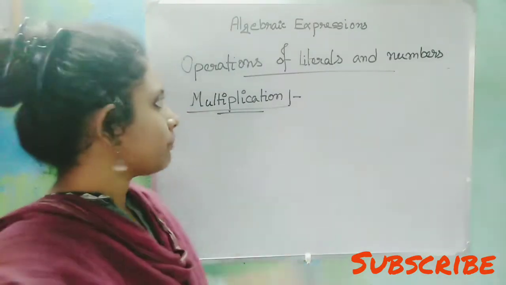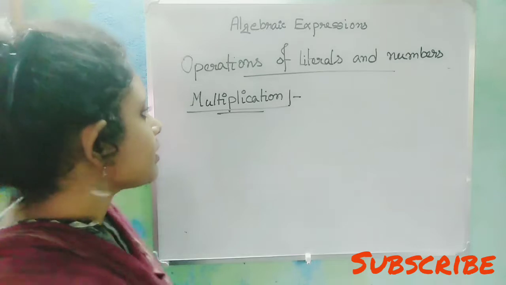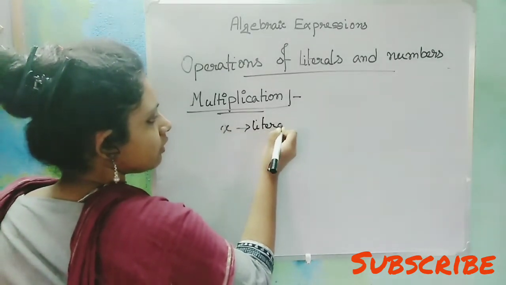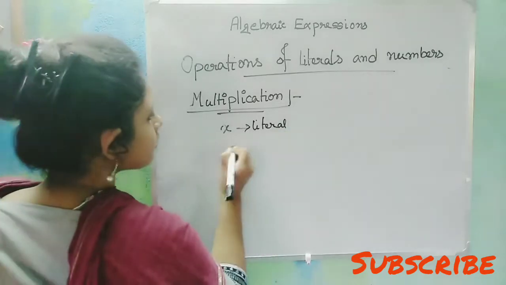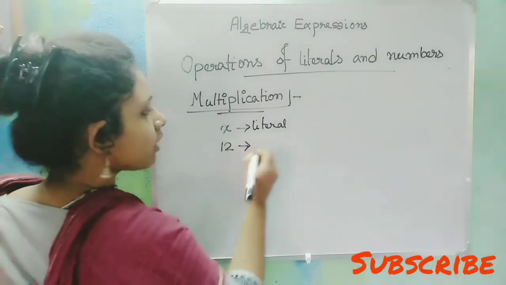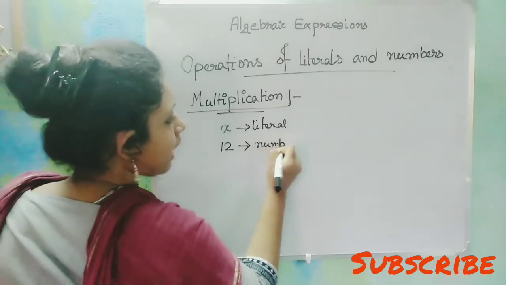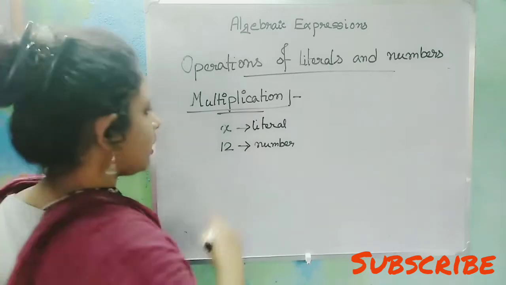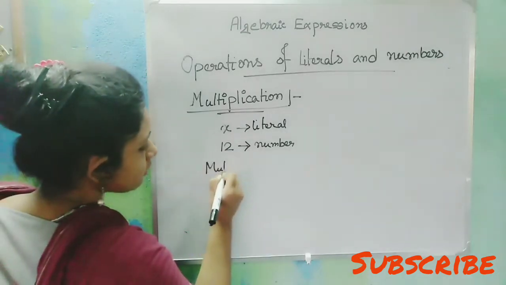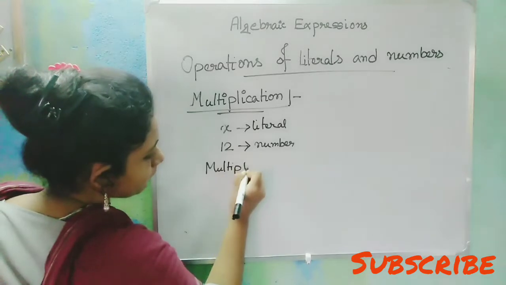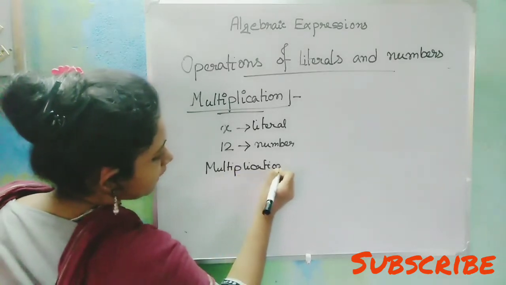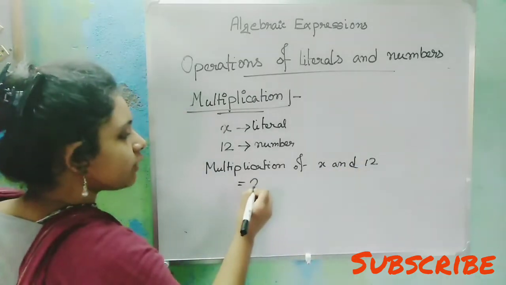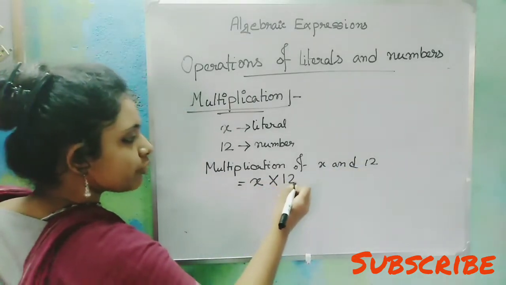Now we will know multiplication in algebra. See, X is a literal and 12 is a number. So, what is the multiplication of X and 12? The representation will be multiplication of X and 12 equal to x into 12.